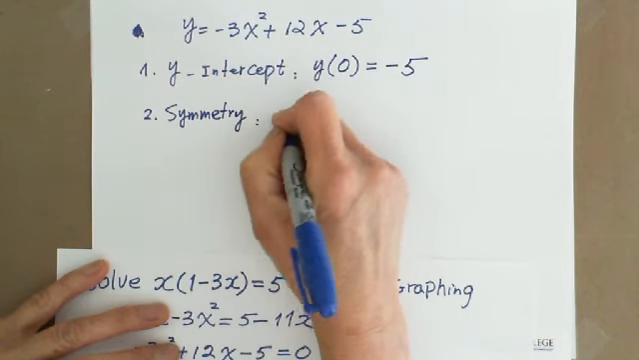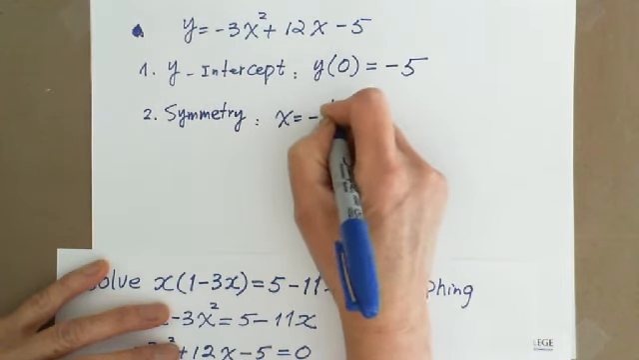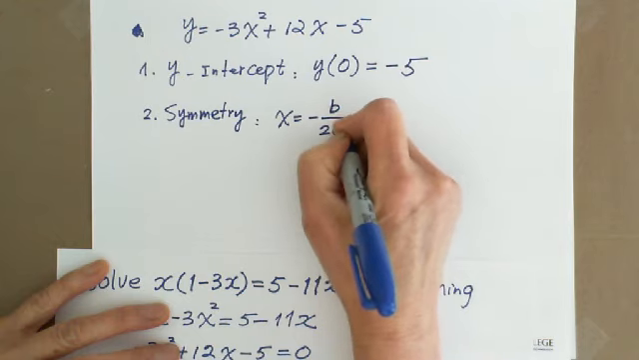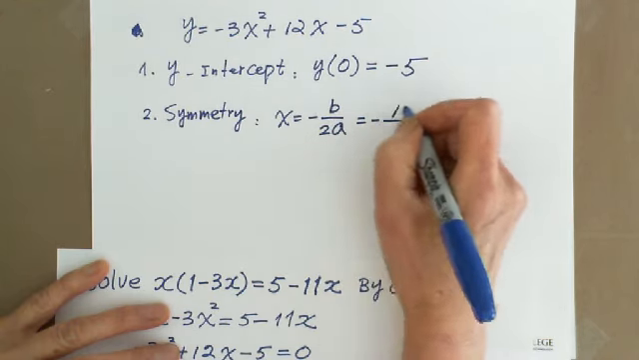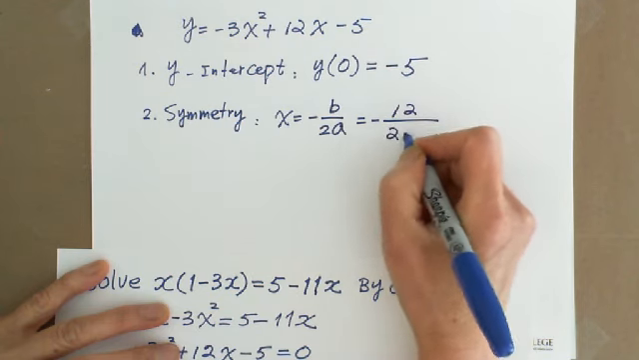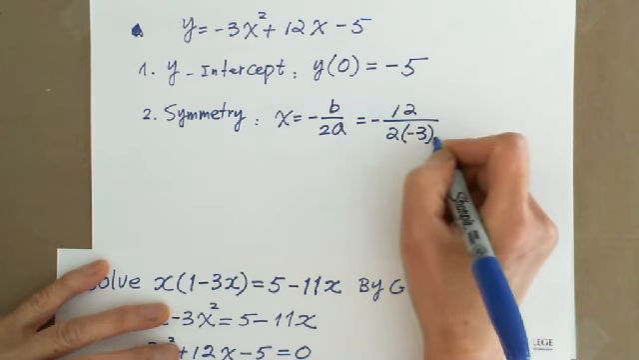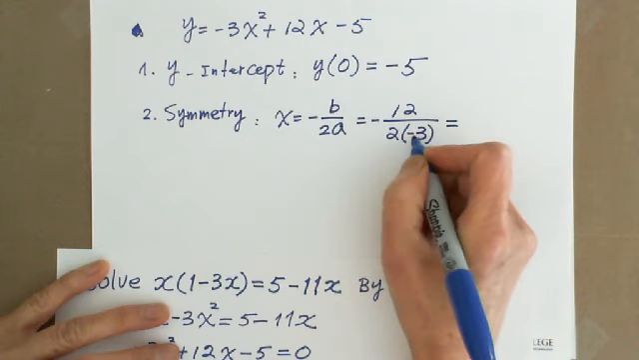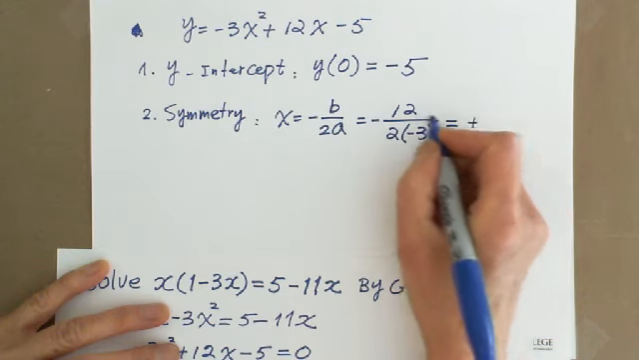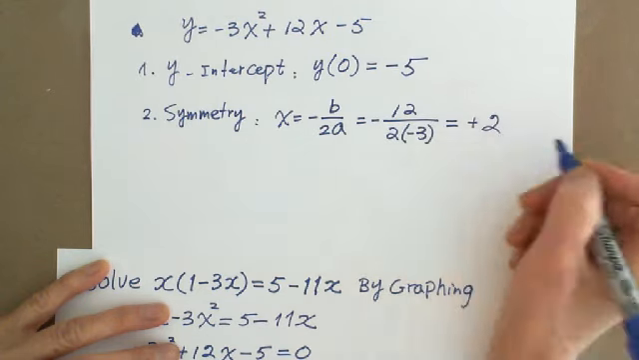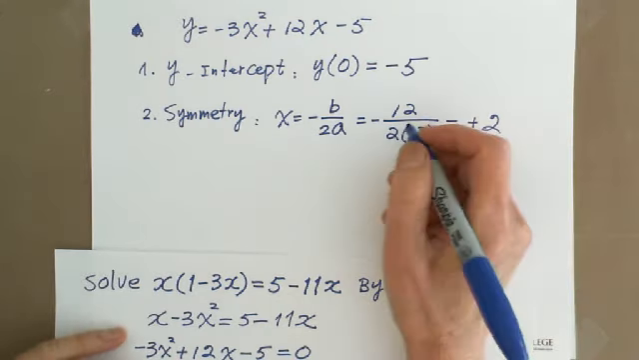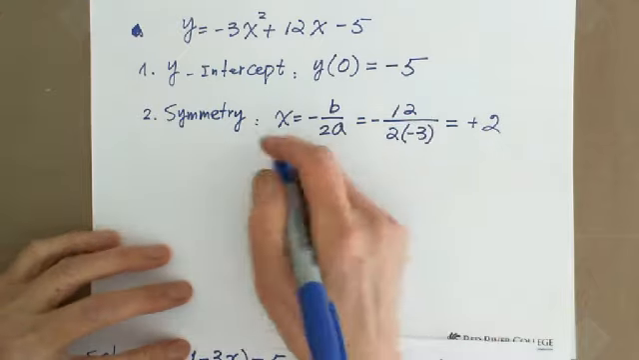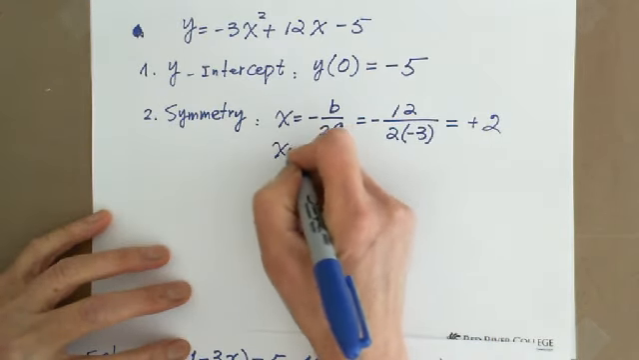Second, find the symmetry. We have x equals negative b over 2a. In this question, put the negative, b is positive 12, and 2 times a is negative 3. Another negative makes a positive. 12 divided by 6 equals 2. The symmetry is x equals 2.